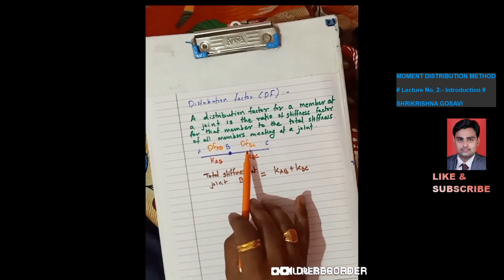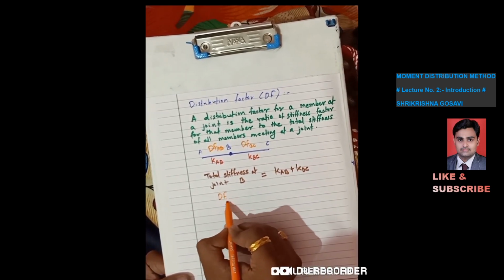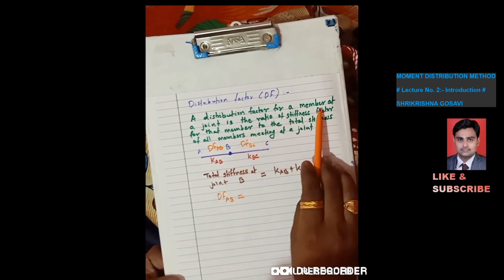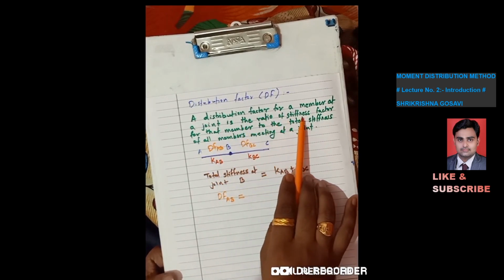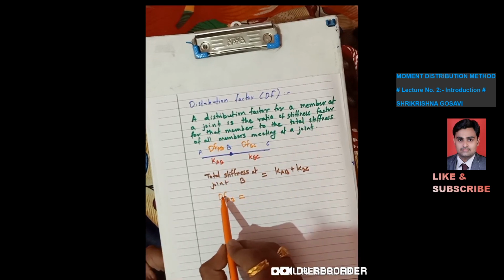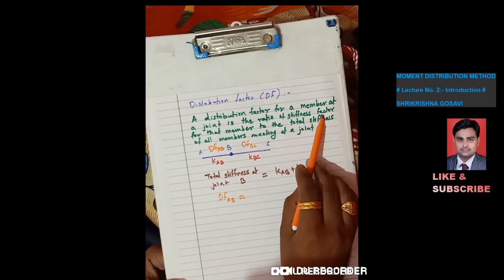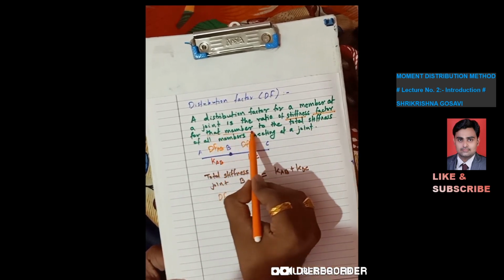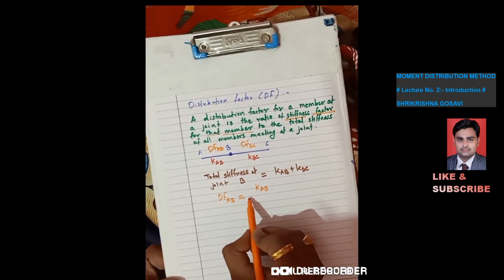DFBC is the distribution factor of BC. Now if I want to calculate the distribution factor of AB, what does its definition say? If you want to calculate the distribution factor of a member, it is the ratio of the stiffness factor for that member. So if I am calculating the distribution factor of AB, then I should take the stiffness factor of that member, whatever that stiffness factor may be.